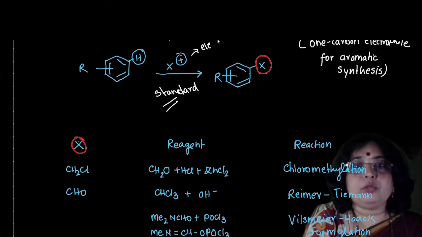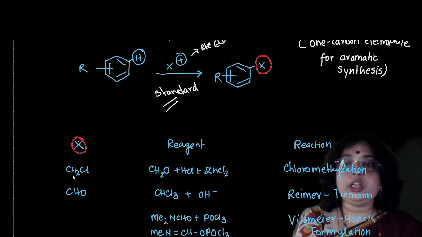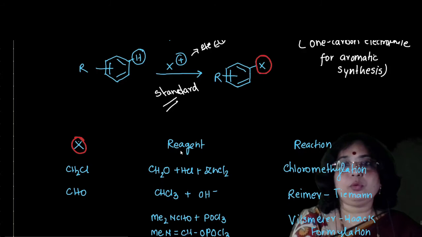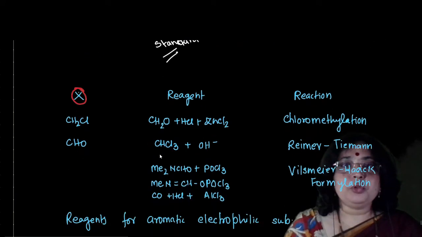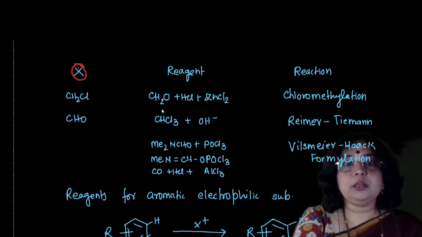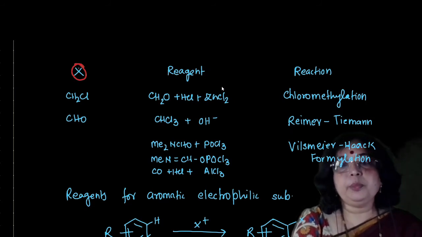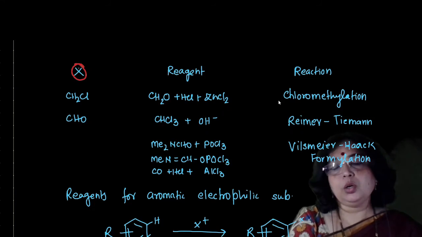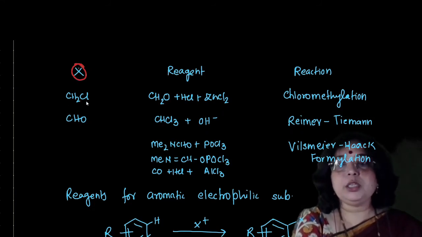This is an electrophile, and this X is which electrophile? That is a 1 carbon electrophile. Now here, if I just wanted to put the CH2Cl, what reagent? This is a formyl group in the presence of zinc chloride. So this is also called chloromethylation when X is CH2Cl.